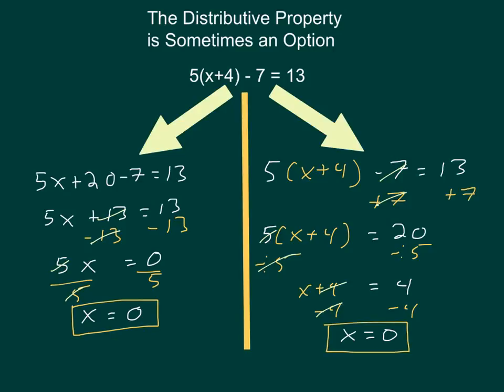And so the distributive property is something that you can use. Sometimes you have to use it, but in this case, we could have also held off and waited. So either way would work. All right, hope you like having these two options.